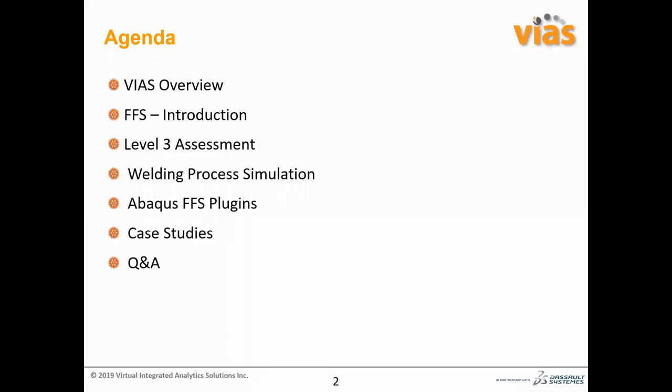Okay, so we'll start with a brief overview of our company, what we do and who we are, and hopefully we'll find something that we can help you with. Then I'll briefly talk about the fitness for service introduction: what is meant by fitness for service, how it comes into the picture, and how we can try to solve it. We'll talk about the Level 3 assessment a little bit, then I have some slides on welding process simulation, and then we'll talk about some plugins. These are Abaqus plugins, but think of them as a generic automation plugin tool. Then we'll discuss some case studies, and finally we'll open up for questions and answers. It can be anything regarding your software, training needs, or consulting services, so we'll have a discussion about that.